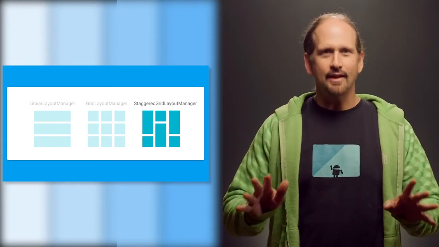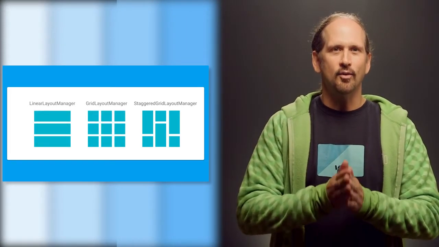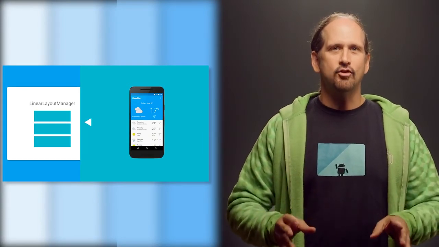If none of those built-in Layout Managers satisfies your needs, you can directly extend from Layout Manager and create your own. For our toy app and Sunshine, we'll be using Linear Layout Manager to scroll vertically.